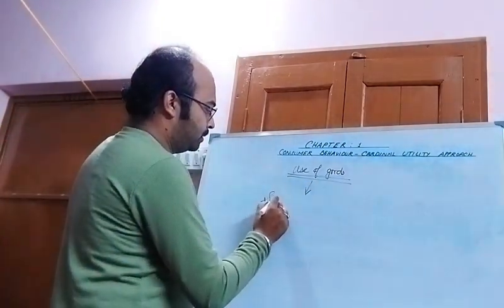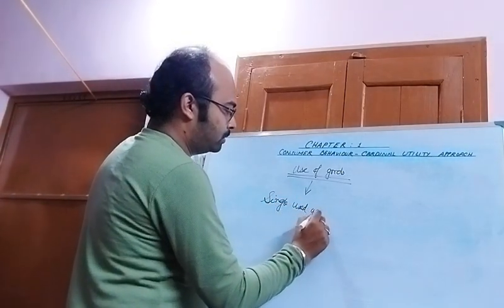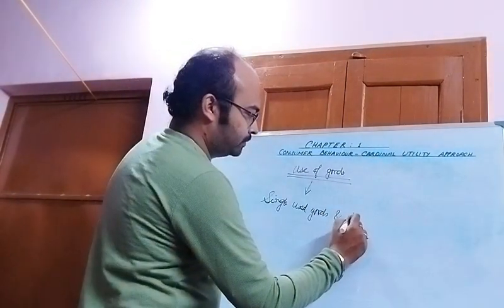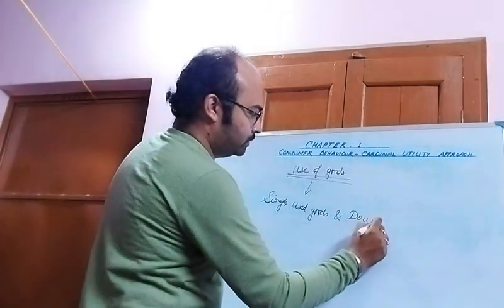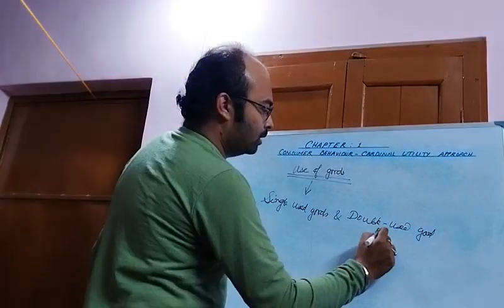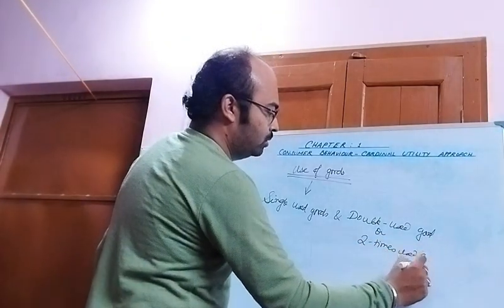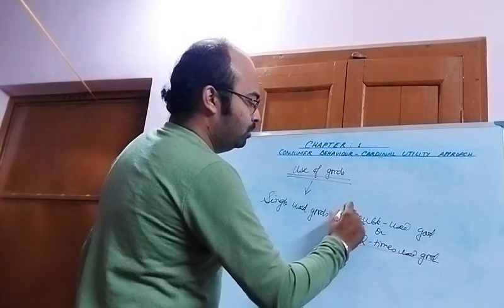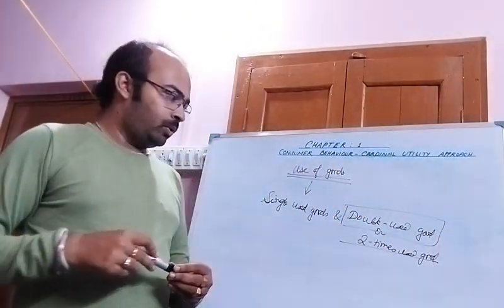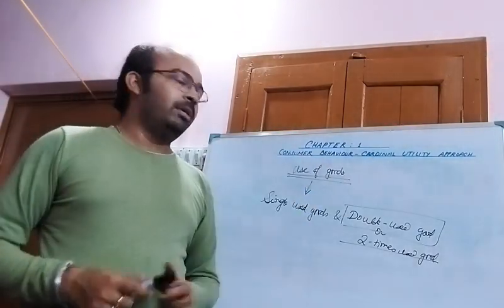That is single used goods and double used goods, or two times used goods. But normally we use this term, double used goods, only. Okay. Now let me tell you what is single goods use and double goods use.